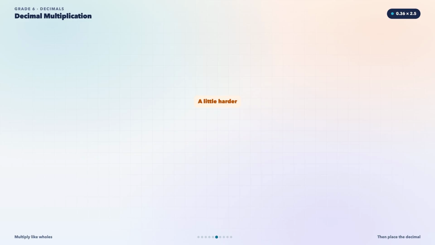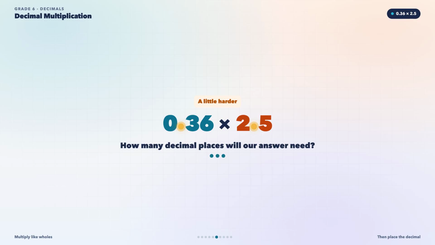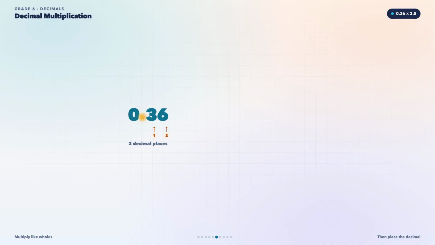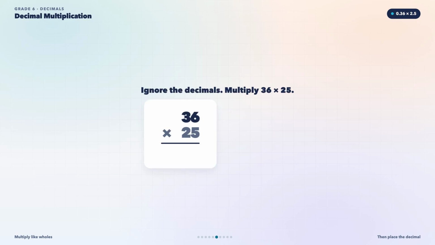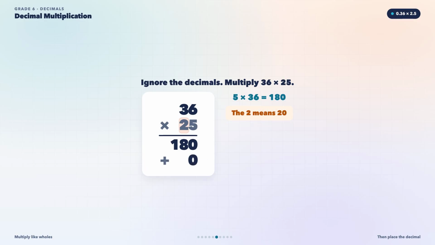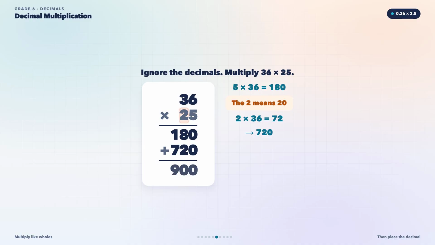Now a slightly harder one, 0.36 times 2.5. How many decimal places will our answer need? 0.36 has 2 decimal places. 2.5 has 1 decimal place. 2 plus 1 equals 3 decimal places. Ignore the decimals for now. Multiply 36 times 25. 5 times 36 equals 180. Now multiply by the 2, which means 20. Write a 0 first, then 2 times 36 equals 72. That gives 720. 180 plus 720 equals 900.